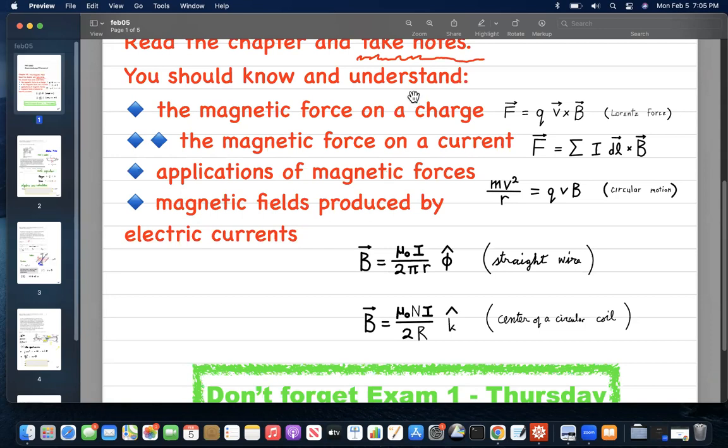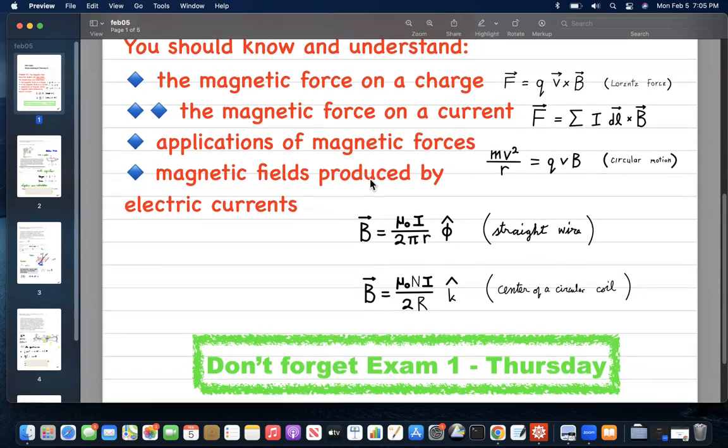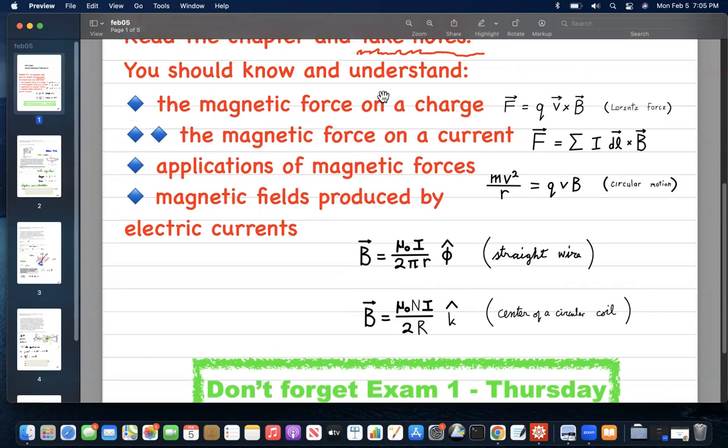Now, where do magnetic fields come from? Well, they come from magnets. That's the most common example of a magnetic field. But more fundamentally, they're produced by electric currents. So, for example, if you have a current I in a long straight wire, then the magnetic field curls around the wire. It has magnitude mu naught I over 2 pi r, where mu naught is a universal constant. And then the direction is around the wire.